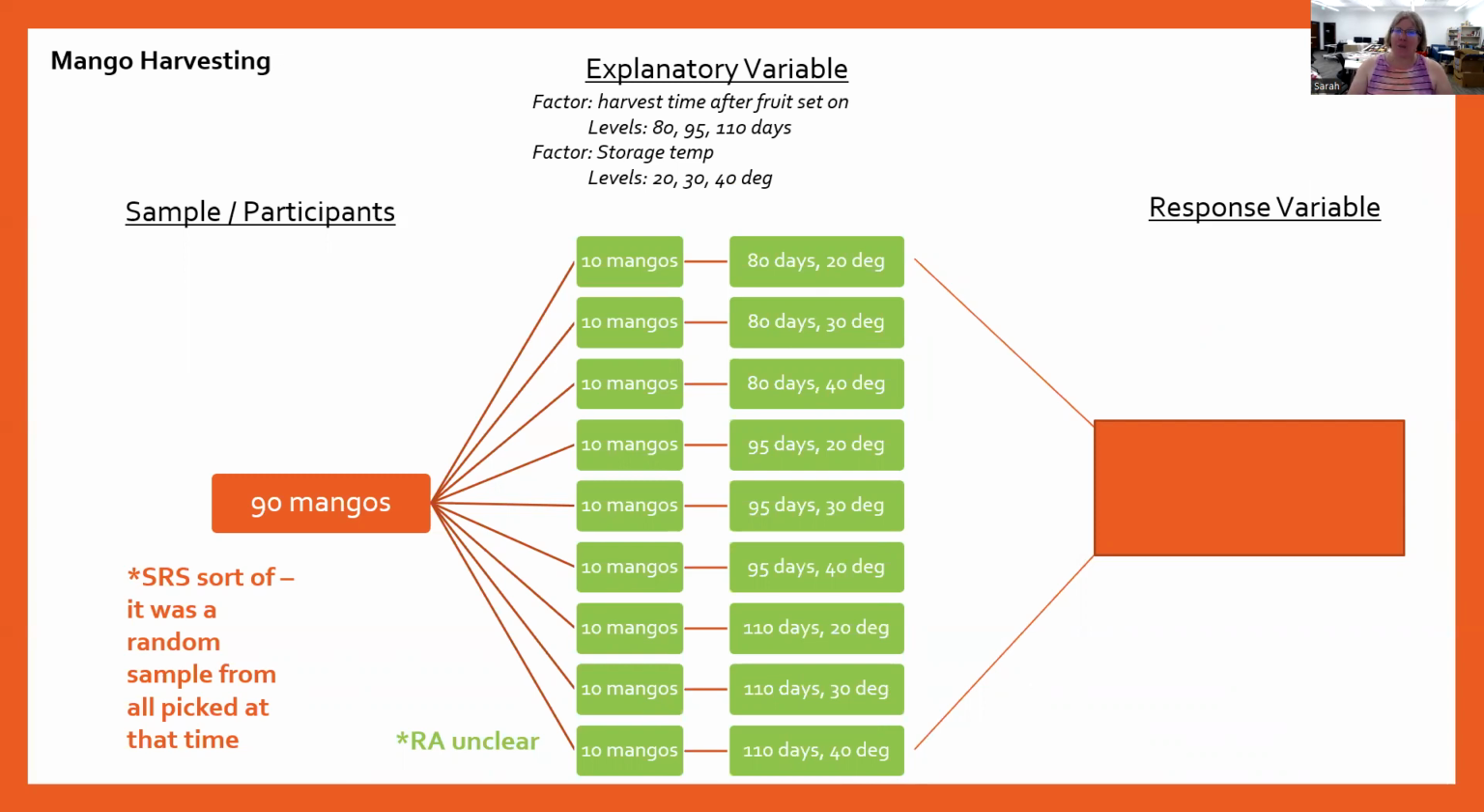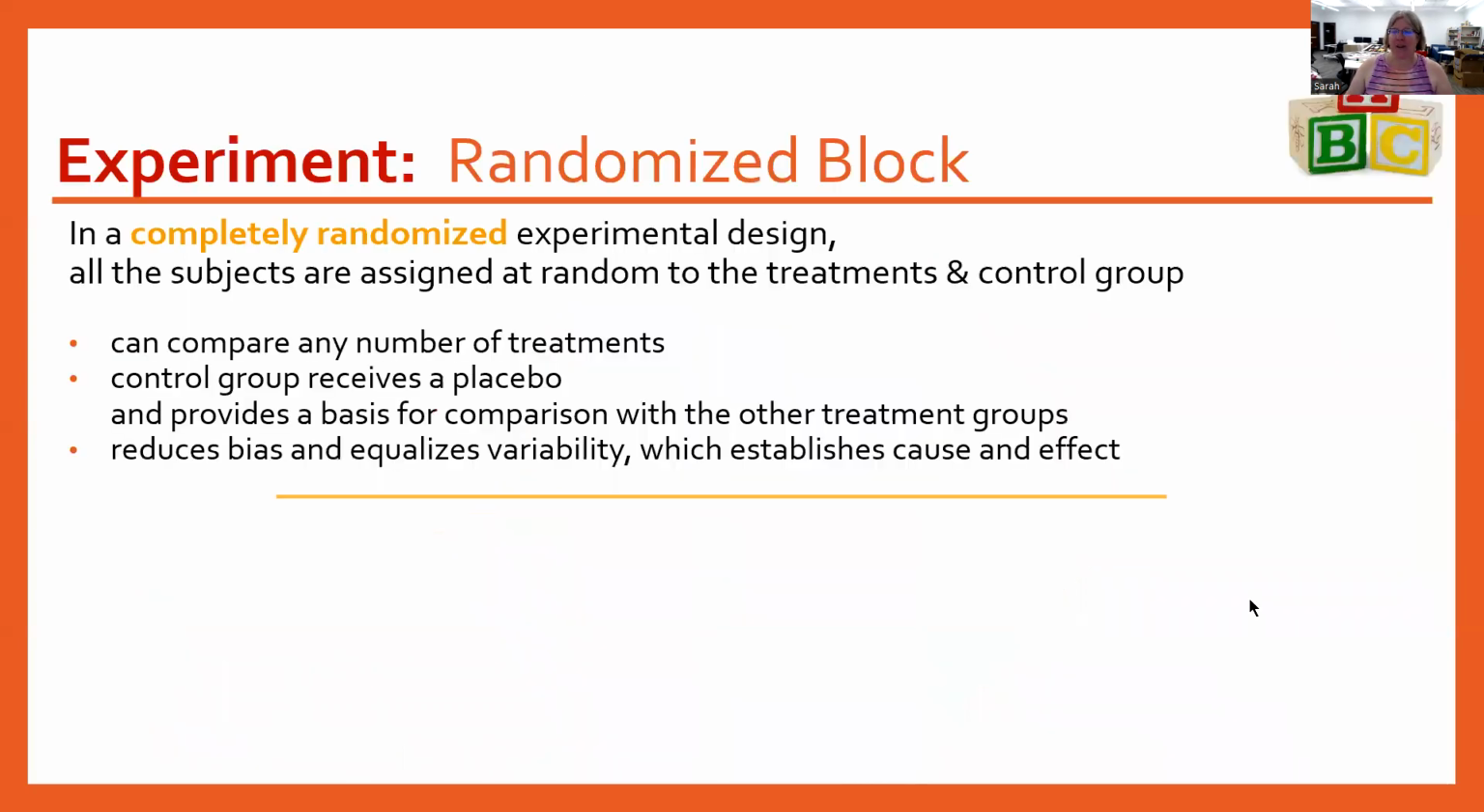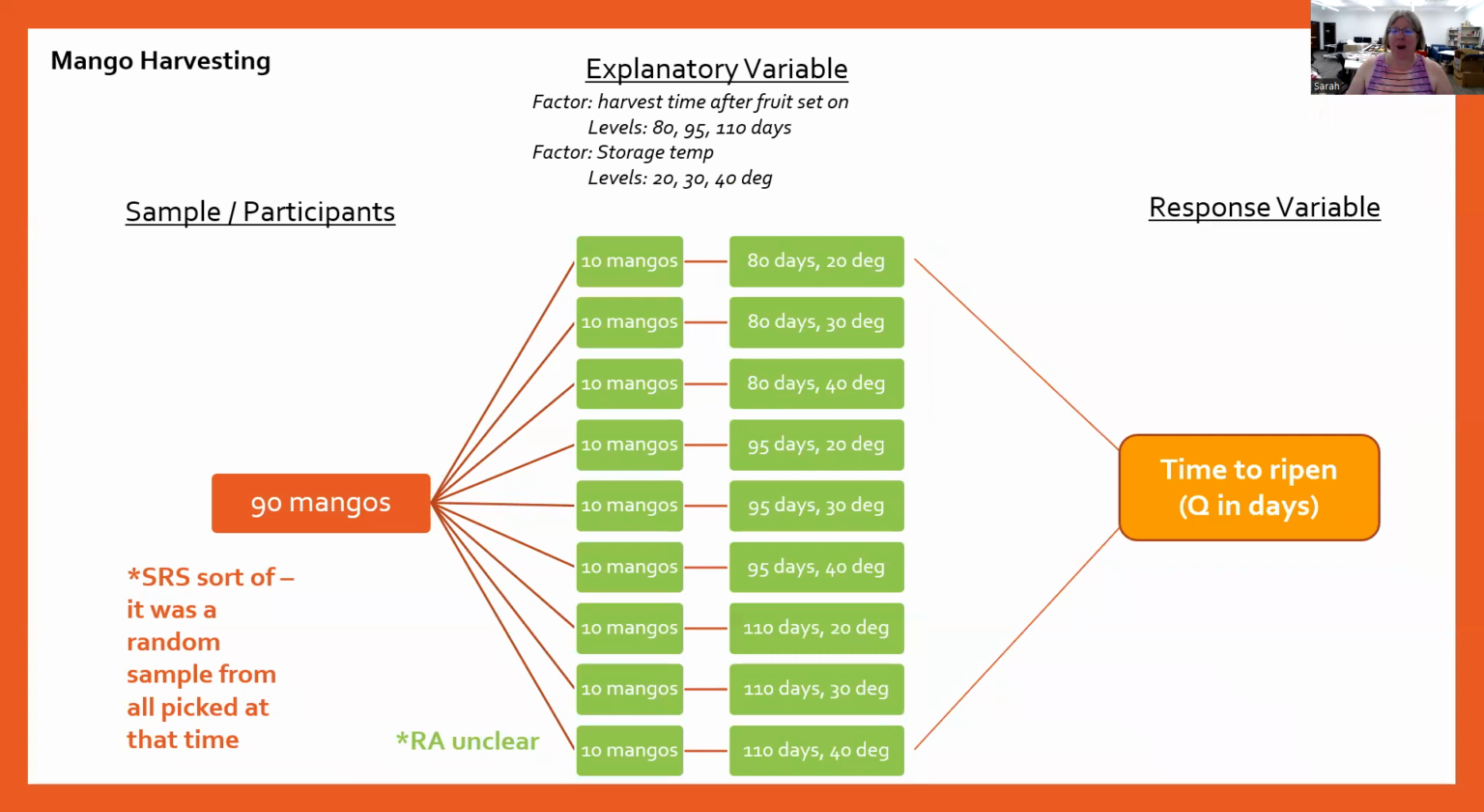So here are my 9 treatments, and then my response variable here is the time to ripening, and that's going to be a quantitative variable, and it's measured in days.